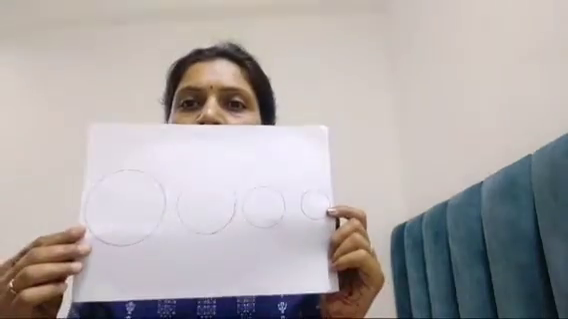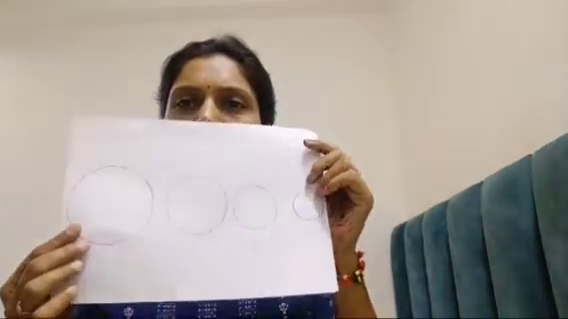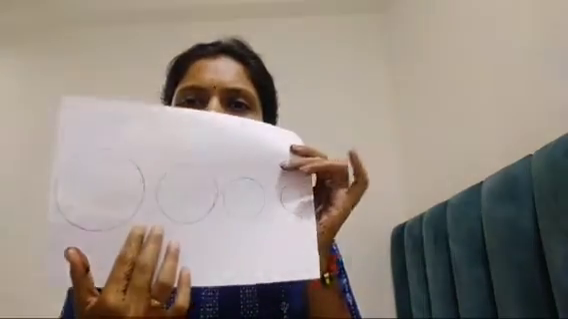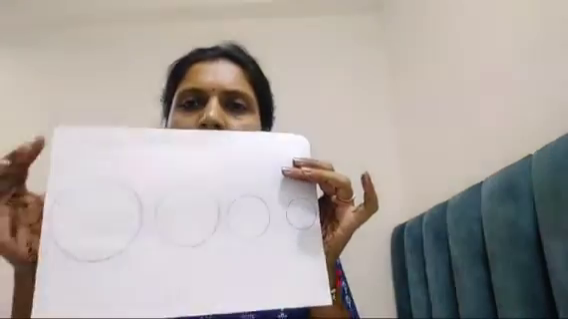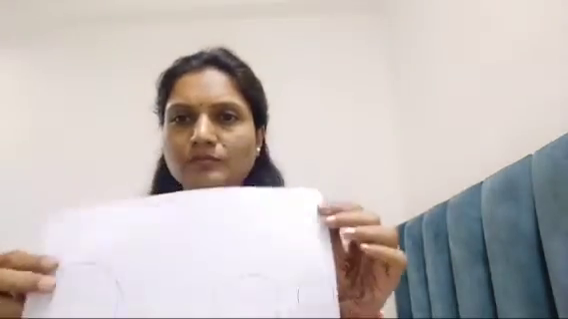Okay, let's see one more example of a decreasing pattern. Here you can see the circles. Circles are decreased in size one after another. This also forms a decreasing pattern. Hope that you all understood what patterns are and their types.